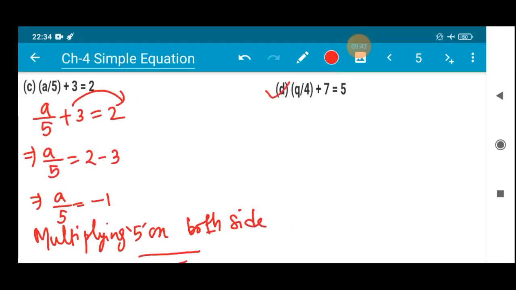Okay, so the last one, number D, we will keep here for today. I want you all to do this as a home assignment. This much for today.